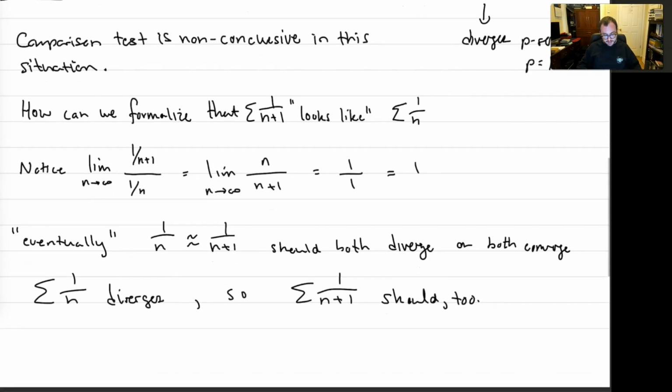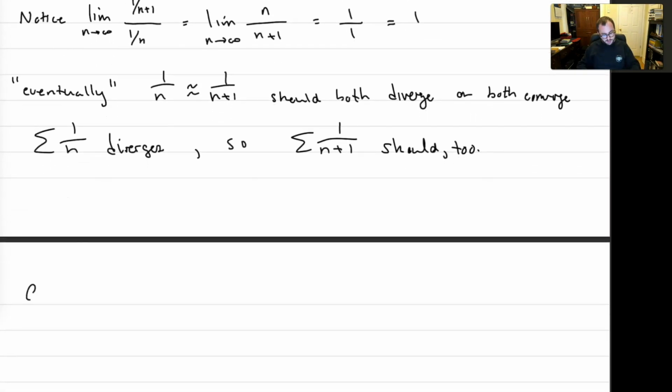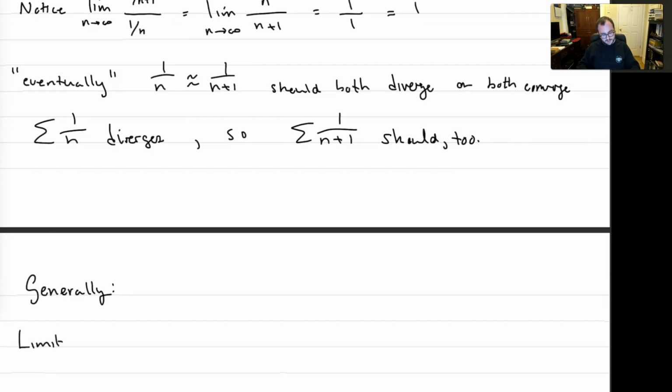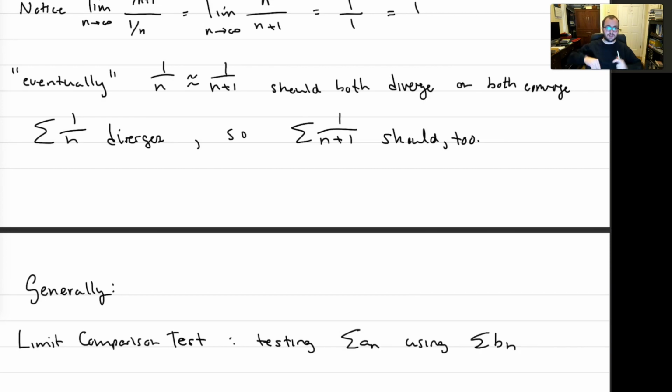So let's write this down. Generally, this is called the limit comparison test. So remember, I'm testing a series an using bn. So I'm testing one series using another one. So the an I'm given, the bn you need to come up with. In the previous example, the an was 1 over n plus 1. The one I came up with was 1 over n.